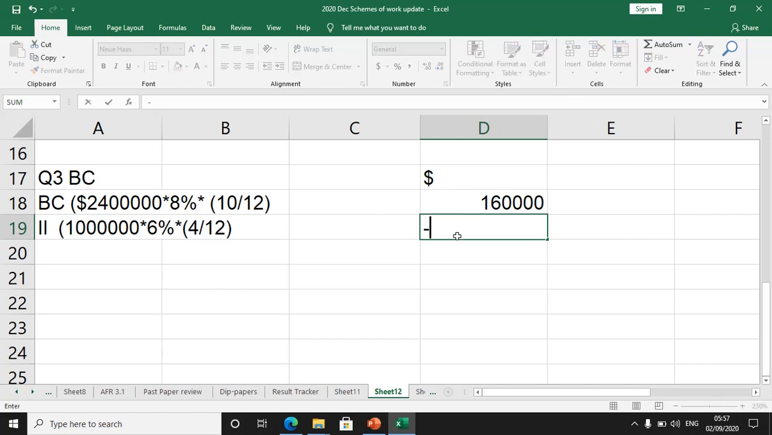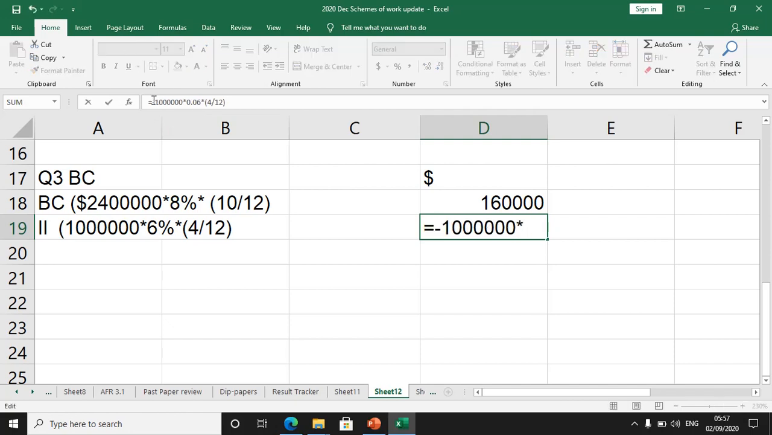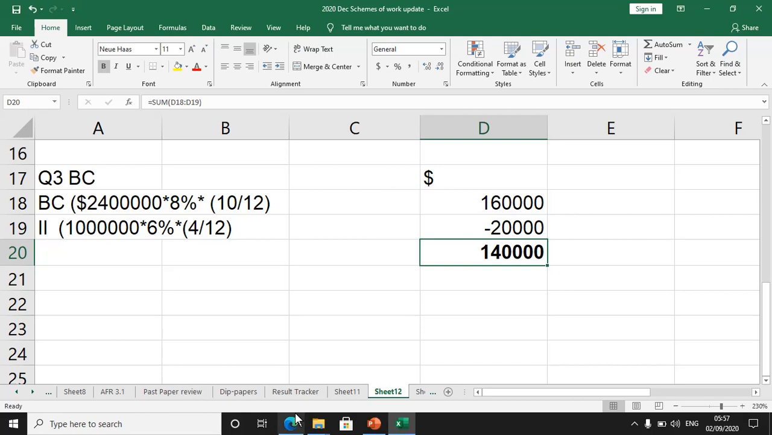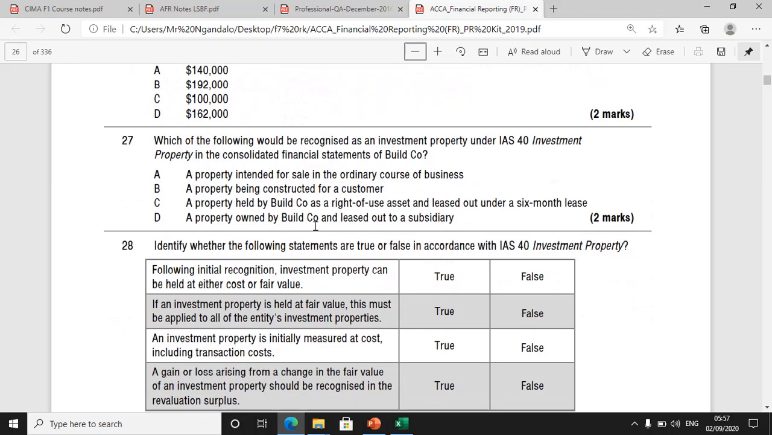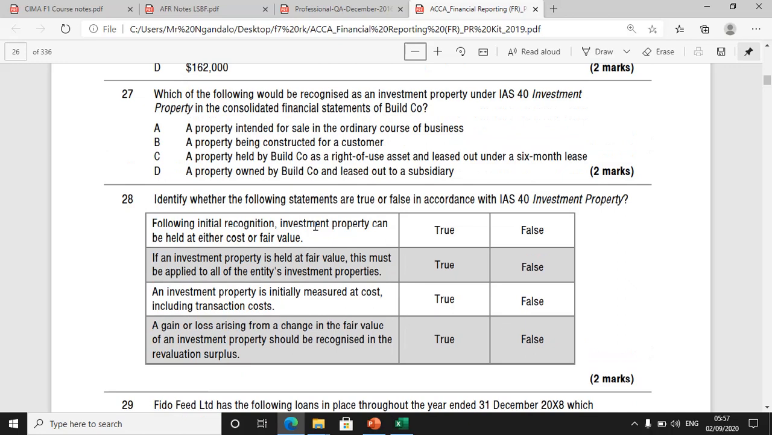So equal sign 1 million multiplied by what we have there is that amount. Good. This is supposed to be a minus. So let's do the work. That is the amount that we expect to find on the other side. So 140. Okay, so A is the answer there. Let us progress to the next question, 27.